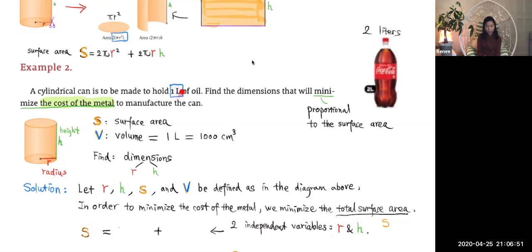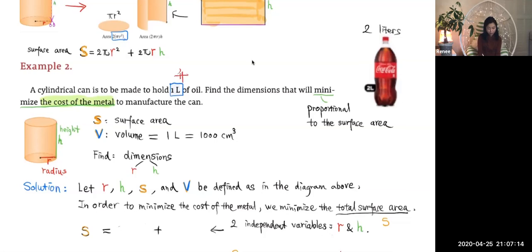1 liter is also 1,000 cubic centimeters. I also looked it up; this is called something in Chinese.